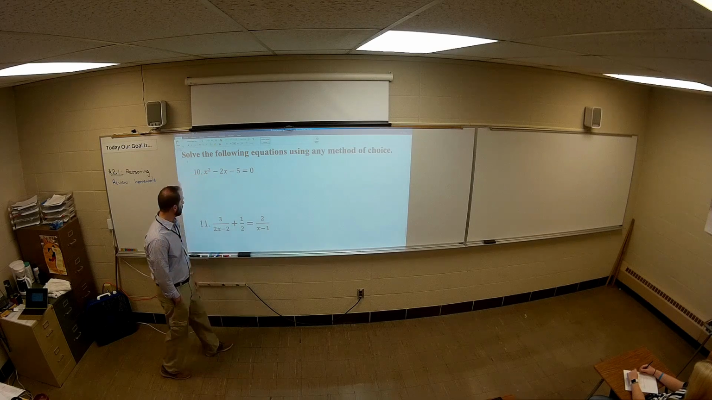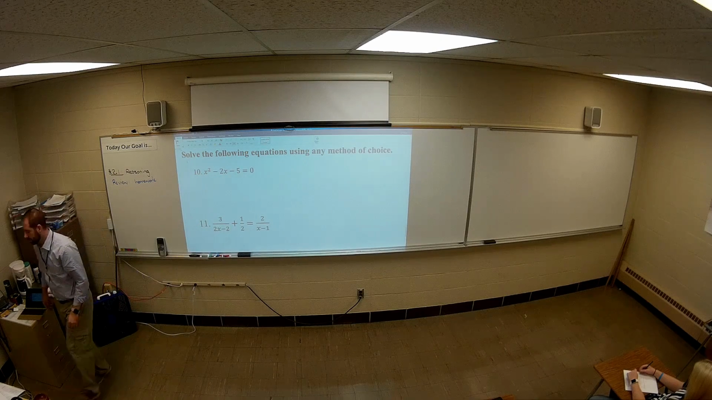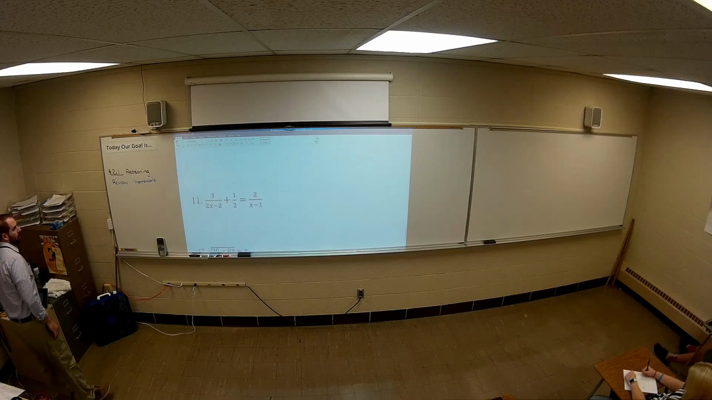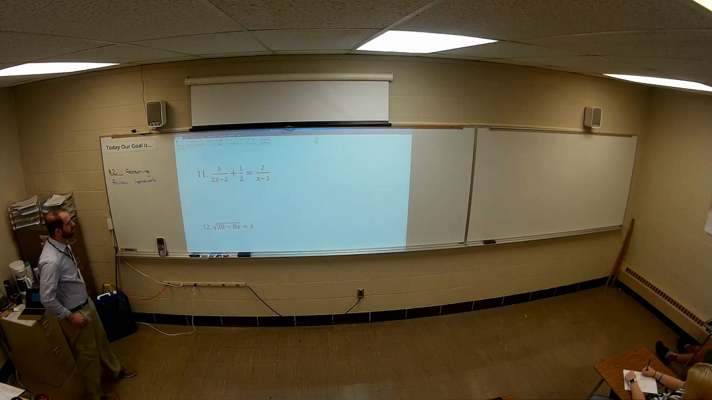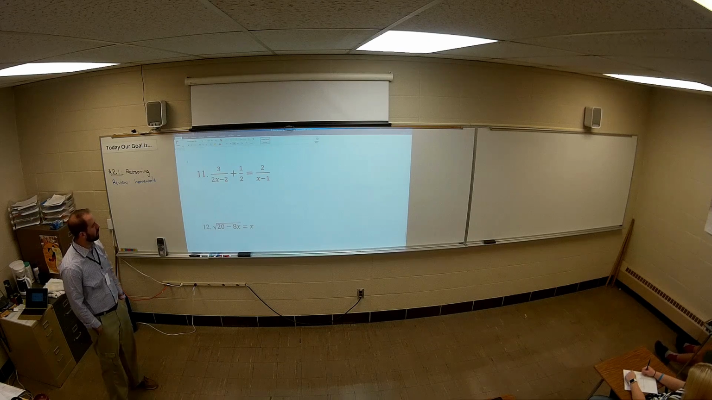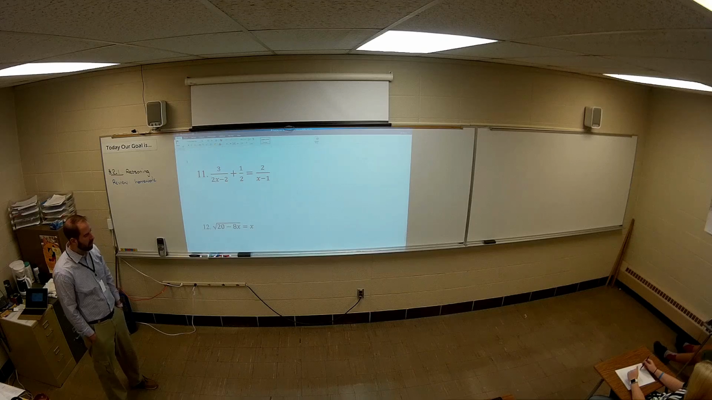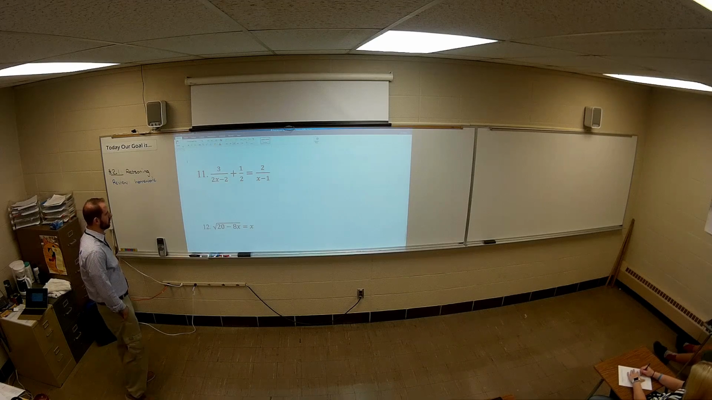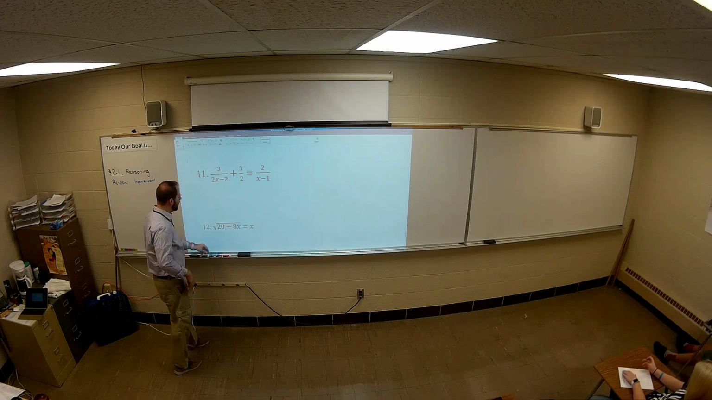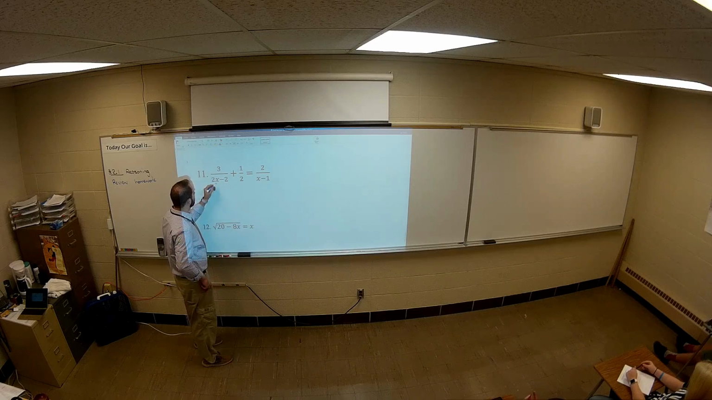Alright. 11. Okay, this one, since we have the equal sign, we have the actual equation here. You can multiply everything by the common denominator, and what will happen is it will cancel all the fractions. So first step, let's factor this apart. This can factor. What does that factor into?